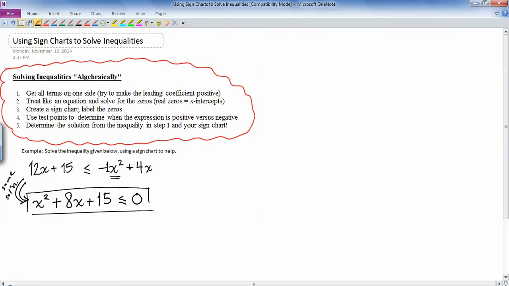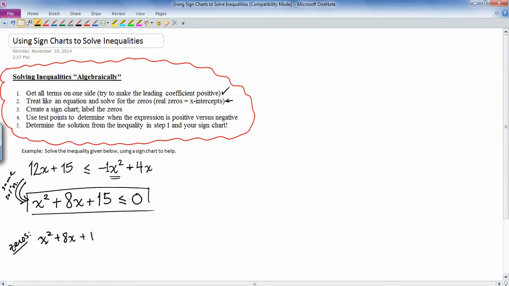And it turns out this one, well, we've done step 1. We've got all the terms on one side, so the other side is 0. Now we treat it like an equation to find the zeros. So that's this step. So step 2, let's find the zeros. So treat it like an equation, it's already equal to 0.